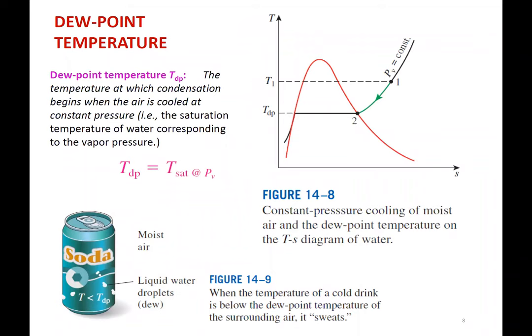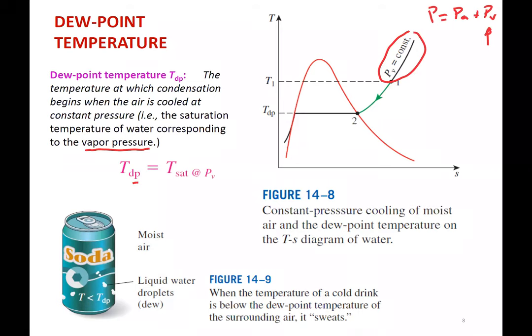All right, so then dew point temperature. This is our first defining of our new temperatures. It is the temperature at which condensation begins when the air is cooled at constant pressure. The big part of it is you have to use the vapor pressure, the partial pressure of the vapor, because that's not the total pressure. The total pressure is P atmosphere plus the pressure of the vapor.